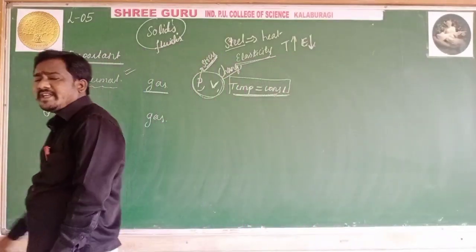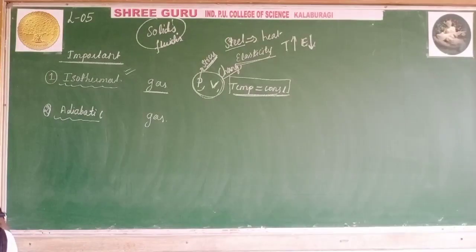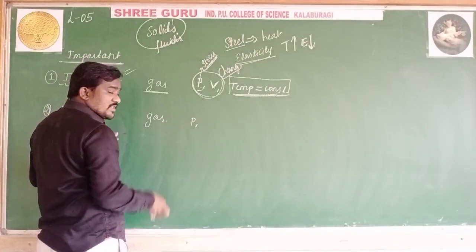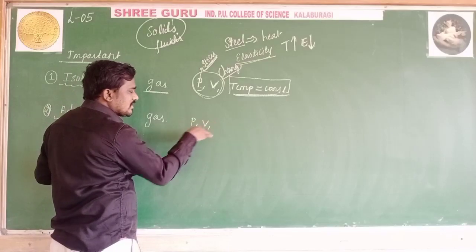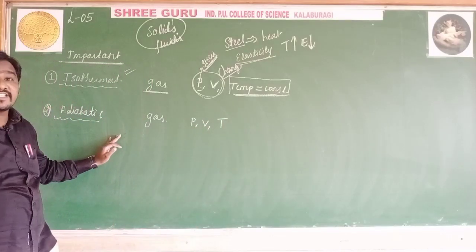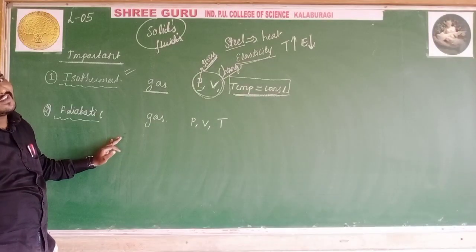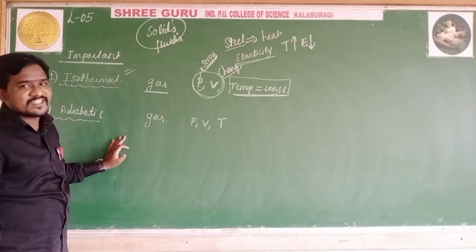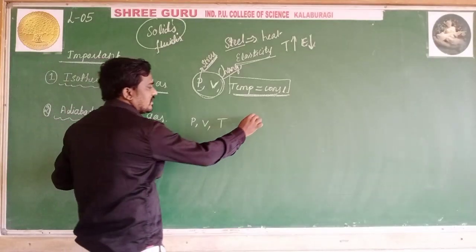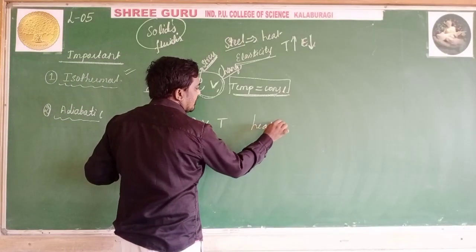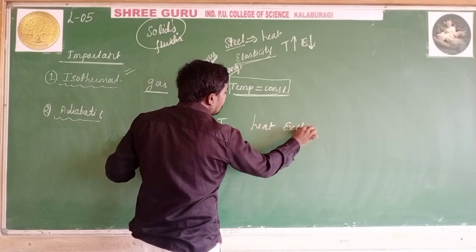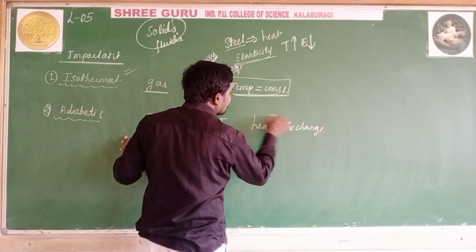But in this adiabatic process, pressure is also changing, volume is also changing, temperature is also changing. Temperature changes, but heat exchange is constant. Heat exchange. Where are we going to exchange this heat?